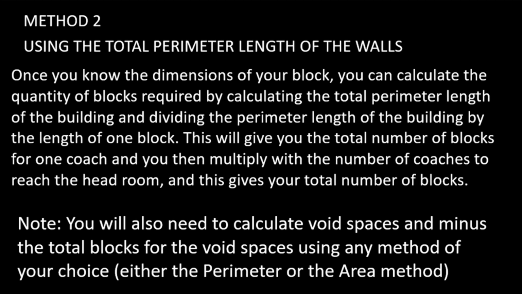Method 2. In this method, we are going to use the total perimeter length of the walls. Once you know the dimensions of your block, especially the length of your block, you can calculate the quantity of blocks required by calculating the total perimeter length of the building and dividing the perimeter length of the building by the length of one block.